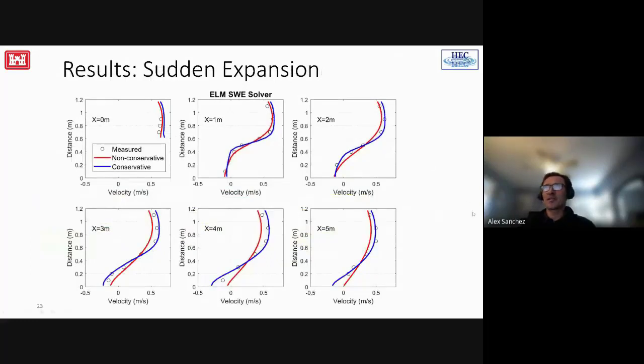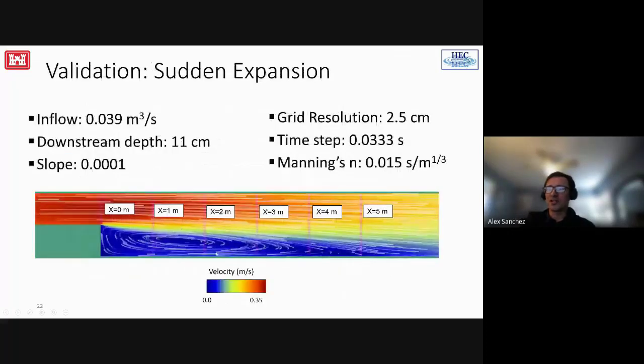This shows a comparison of the non-conservative turbulence formulation and the conservative one. The main takeaway is that the conservative formulation does a better job of reproducing the velocity profiles, and specifically the return flow. And when you have this recirculation zone, there's a return flow here, and the conservative form does a better job of capturing that return flow. It produces a stronger return flow.